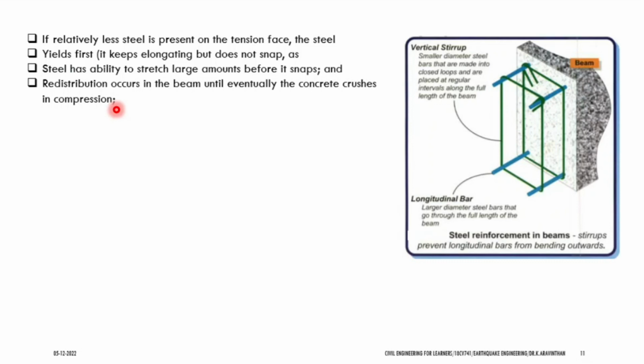You have two materials. One is concrete and another one is steel. Which material should fail first? If concrete fails, all the concrete elements will fall on the floor. If steel fails, what is going to happen?